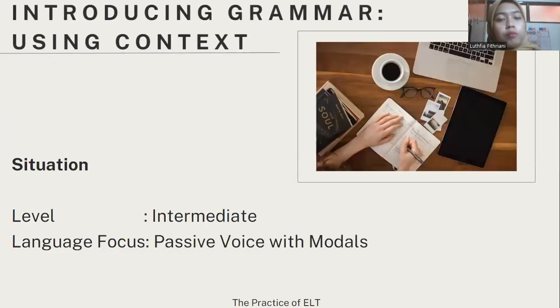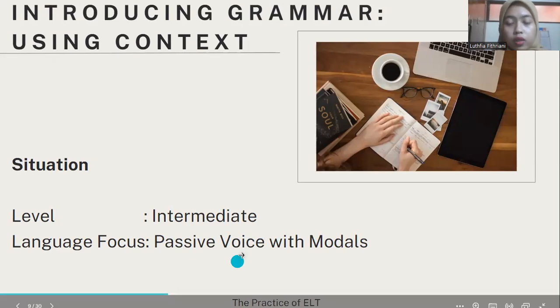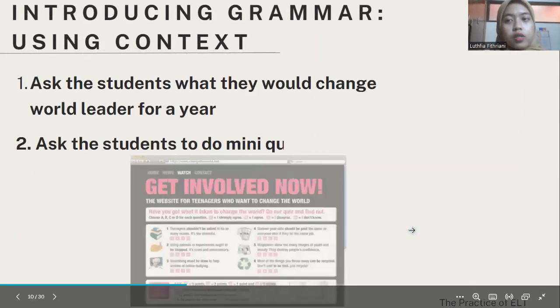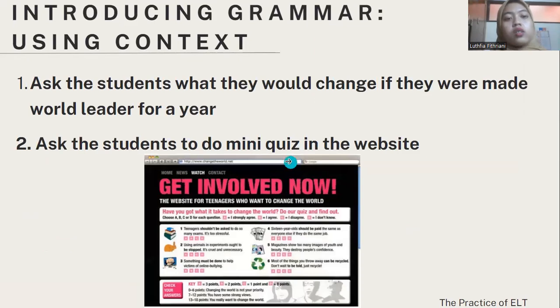Besides using pictures in introducing grammar to the students, we can use context. How to use context in introducing grammar to the students? I will give you the simulation. Imagine that we will teach intermediate students and the material that we are going to teach is passive voice with modals. The first step that the teacher should do is asking the students what they would change if they were made world leader for a year.